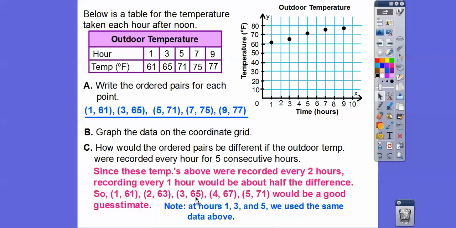Okay, this one was already given, so let's look between 3 and 5. Between 3 and 5, it also went up by 2. So if we went from 3 hours to 4 hours, I'm sorry, did I say 2? Up by 4. We'd go up by 2 from 3 hours to 4 hours. So from 3 hours to 4 hours, we just add 2 to that. Okay, and then this one was already given right here, 5, 71.